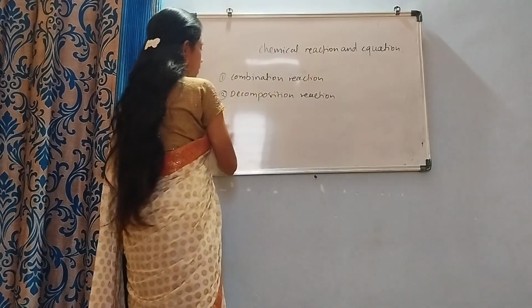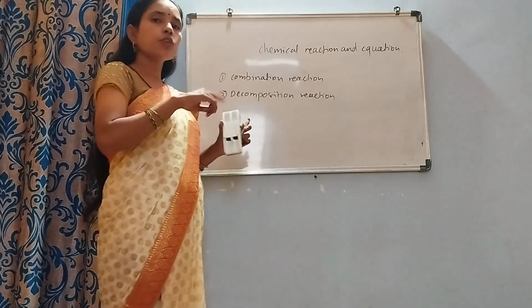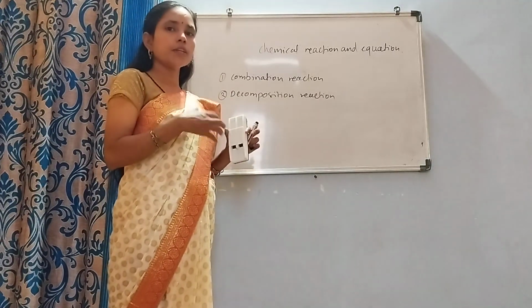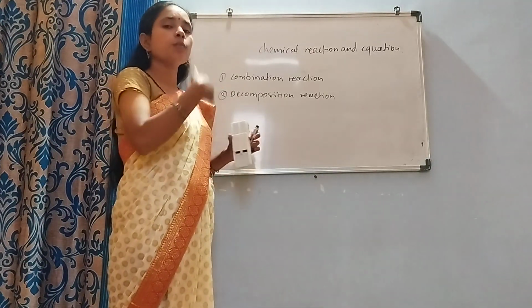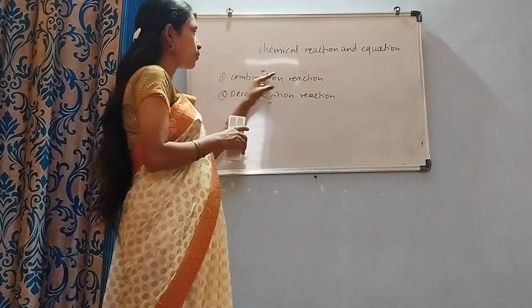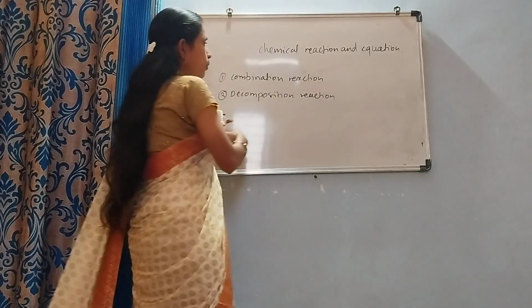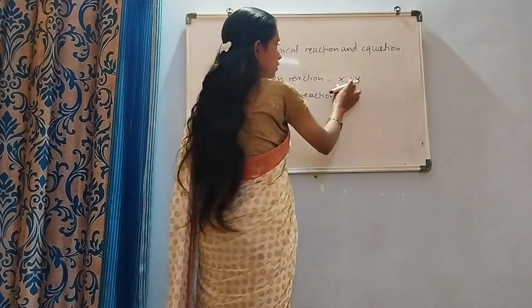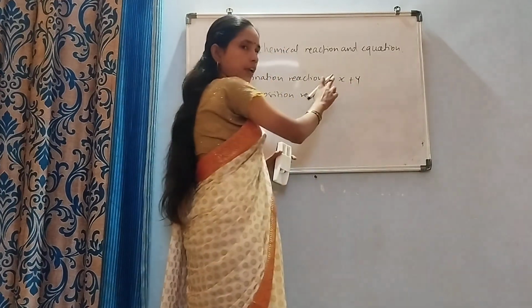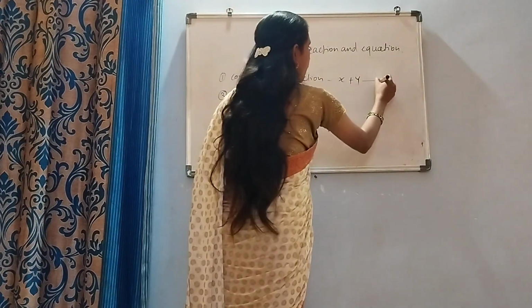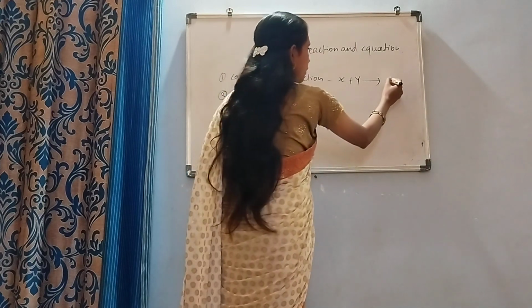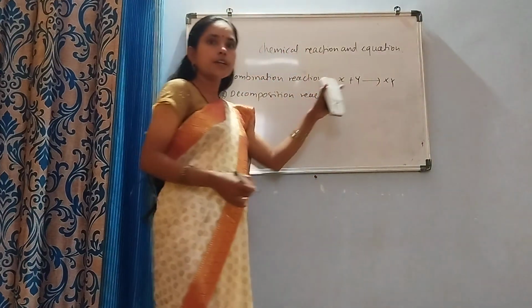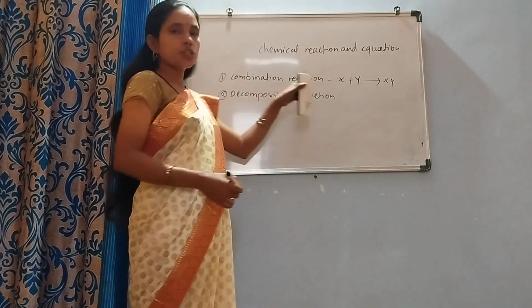So what is a combination reaction? When two atoms combine together as reactants and form a single product, it is called a combination reaction. For example, X plus Y: two atoms, these are two reactants, one atom of X and one atom of Y, both react and form a single product, XY. Now we can call it a combination reaction.